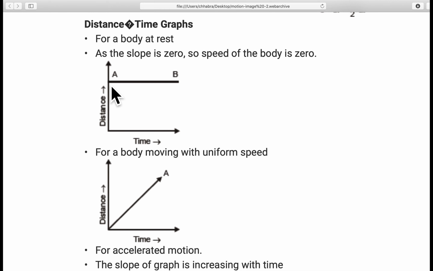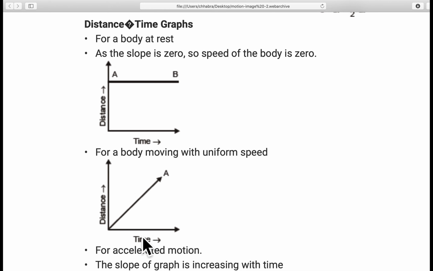An object is placed at A. After some time, its distance is not changed, time is changing. At point B, the distance remains same and the time is changed. So this shows that the body is at rest. So when an object is at rest, time changes but distance does not change. Now come to the next graph.